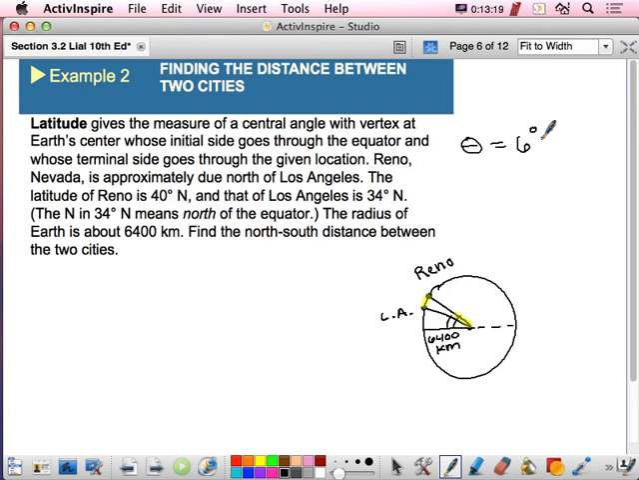But can I use that to find arc length? I need to convert it to radians. So I'm going to multiply it by pi divided by 180 degrees. And I'm going to change that 6 degrees that I found to pi over 30 radians. And that turns out to be the angle between those two cities in terms of latitude. There's a 6 degree change in latitude between Los Angeles and Reno.